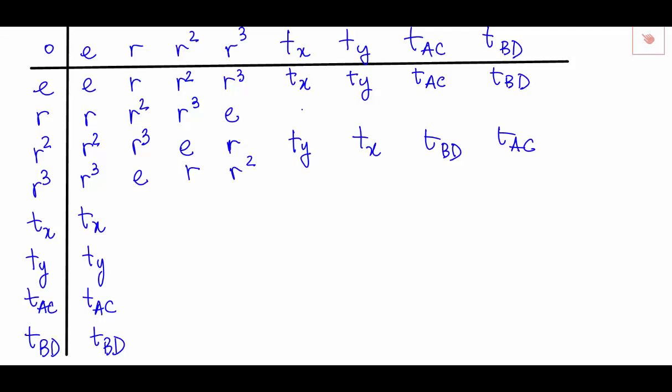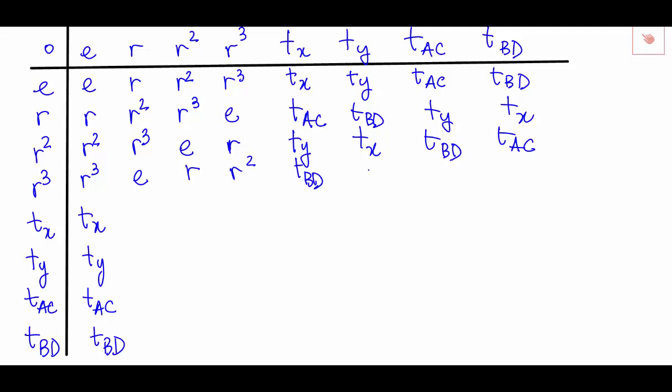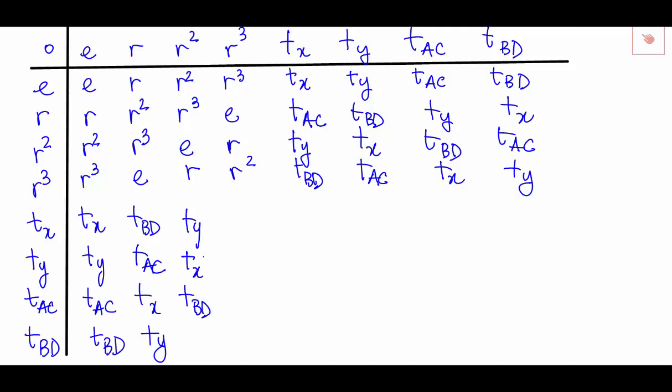So R composed with TX is going to be TAC. R composed with TY is going to be TBD. R composed with TAC is going to be TY. R composed with TBD is going to be TX. And R cubed composed with TY is going to be TAC. This will be TX. This will be TY. This will be TBD, TAC, TX, TY. This will be TY, TX, TBD, TAC.